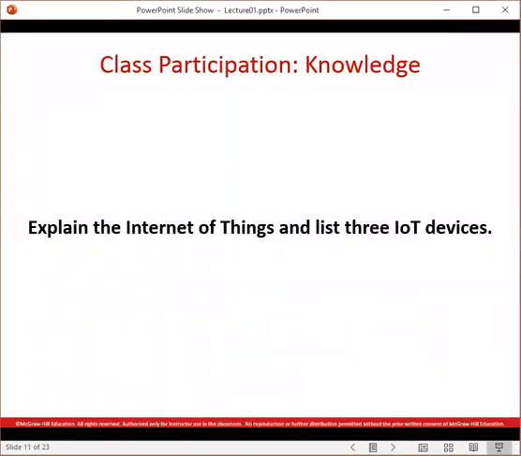So, what is the Internet of Things? And list 3 IoT devices. So imagine your toothbrush telling you to visit a dentist because it detects a cavity. That's one example of an Internet of Things device. Also, how would you react if your refrigerator placed an order at your local grocery store because your milk and eggs were about to expire?